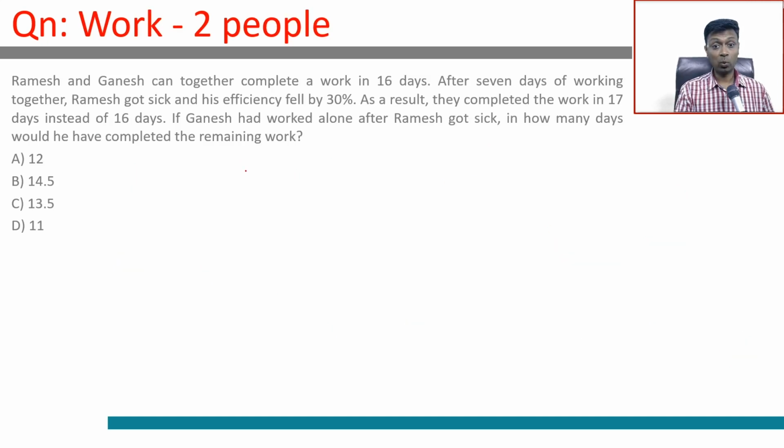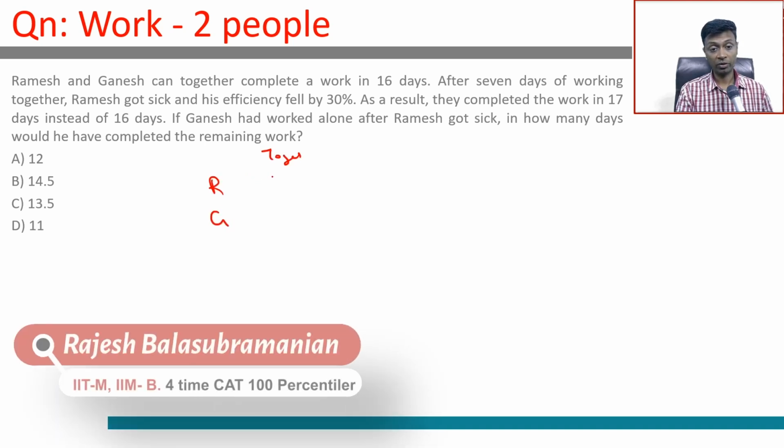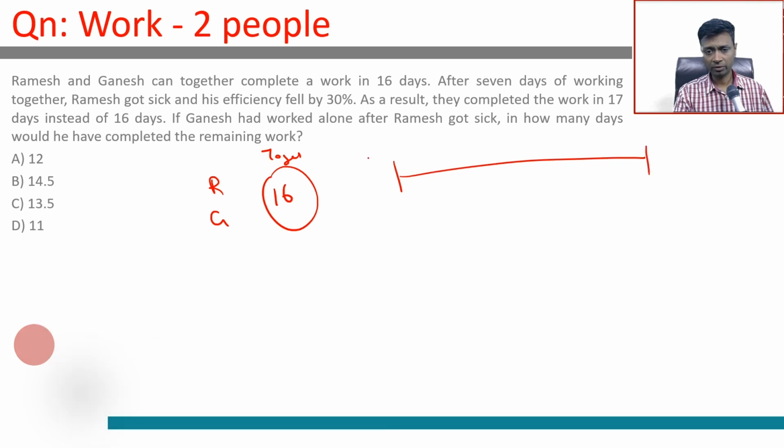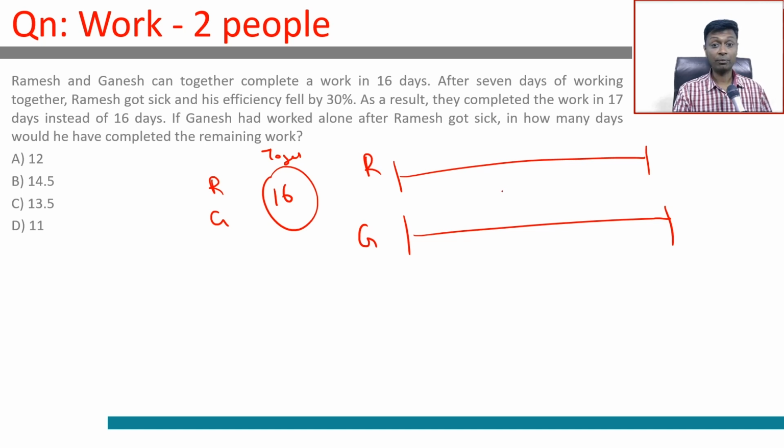Together complete a work in 16 days. Ramesh and Ganesh together can finish in 16 days. After 7 days of working together, Ramesh got sick. So it says Ramesh and Ganesh can finish this in 16 days. However, after 7 days, Ramesh got sick. His efficiency fell by 30%. So this is broken Ramesh. Ganesh continues to work as it is.